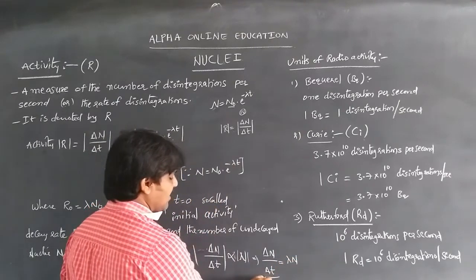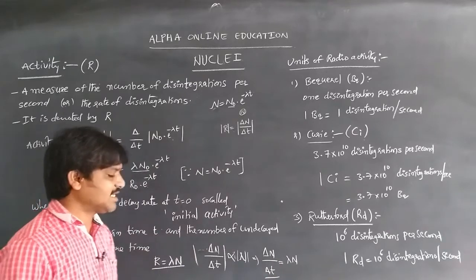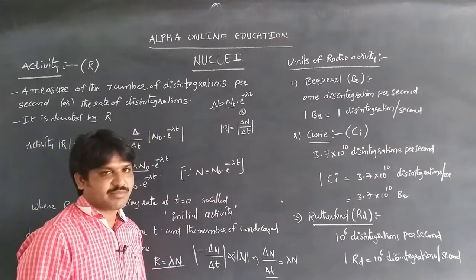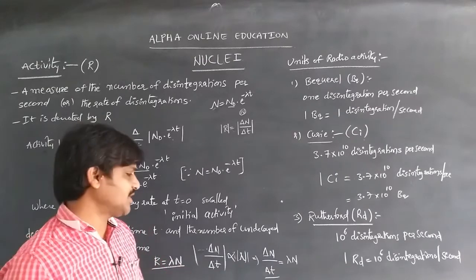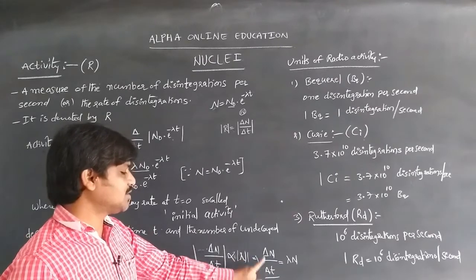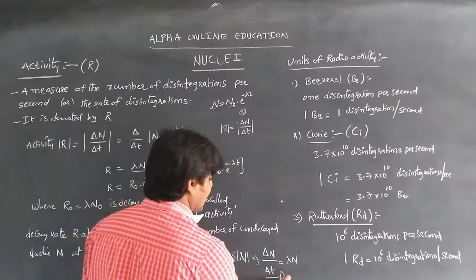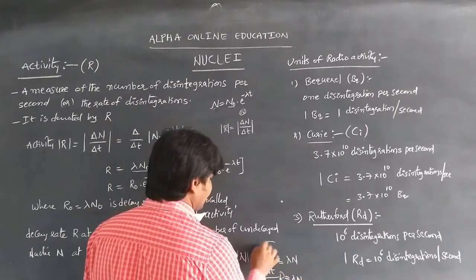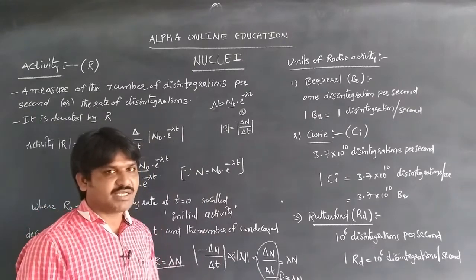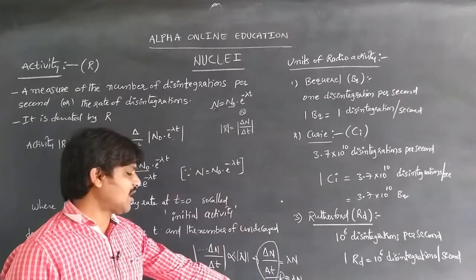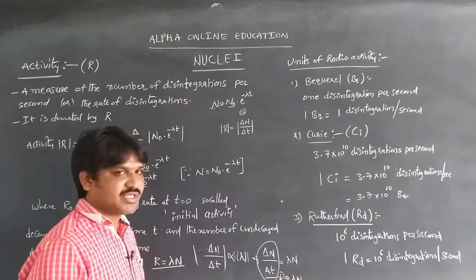Here, delta n by delta t is the number of disintegrations, the rate of disintegrations. So we can write R is equal to lambda n, because the rate of disintegration is called activity, denoted with R. So R equals lambda n is the activity.